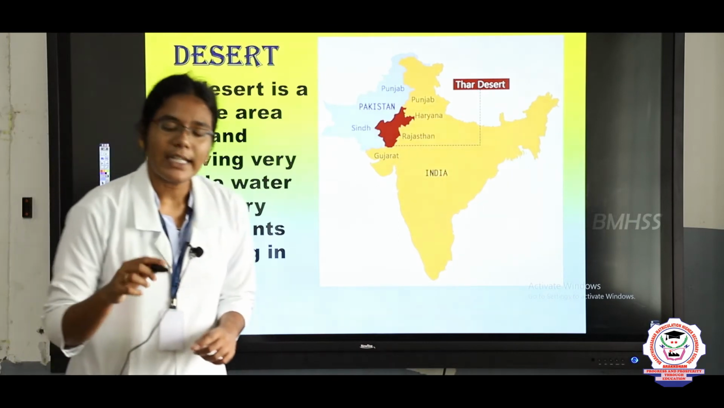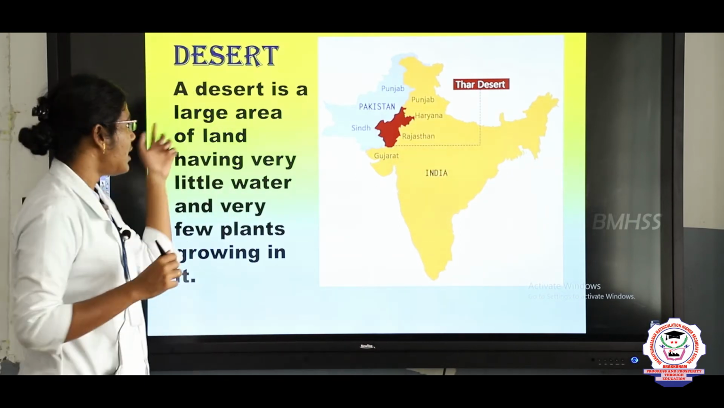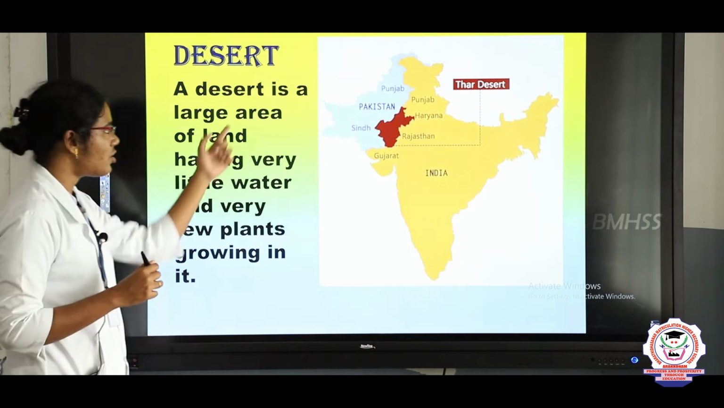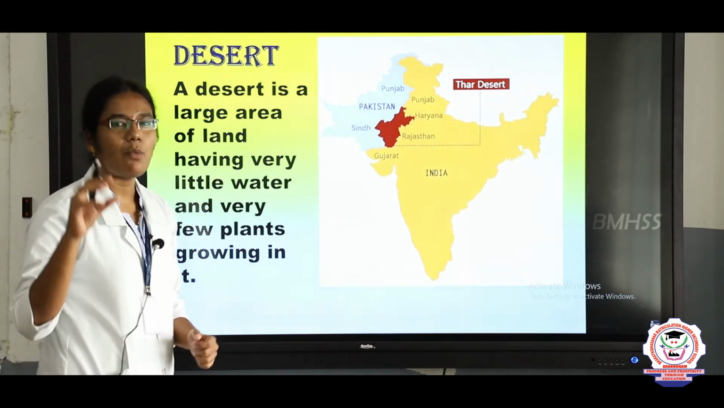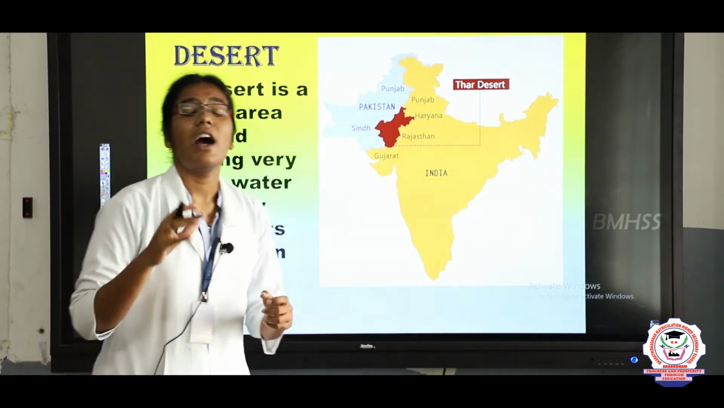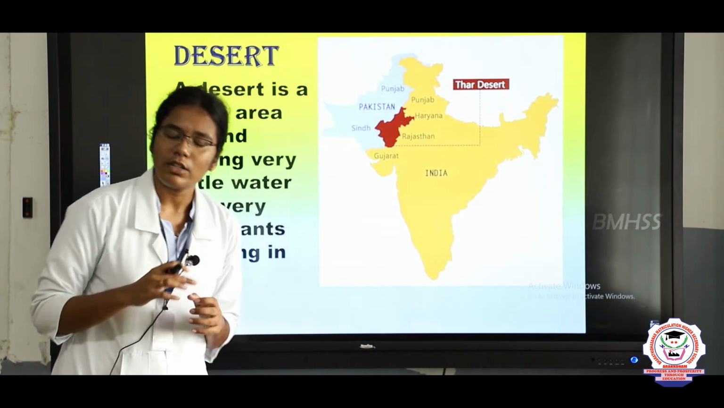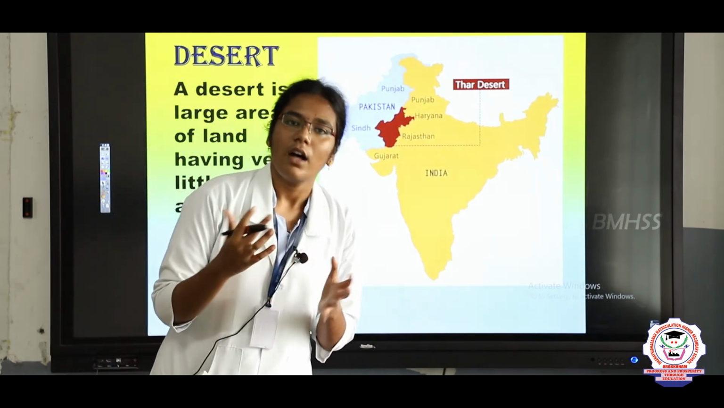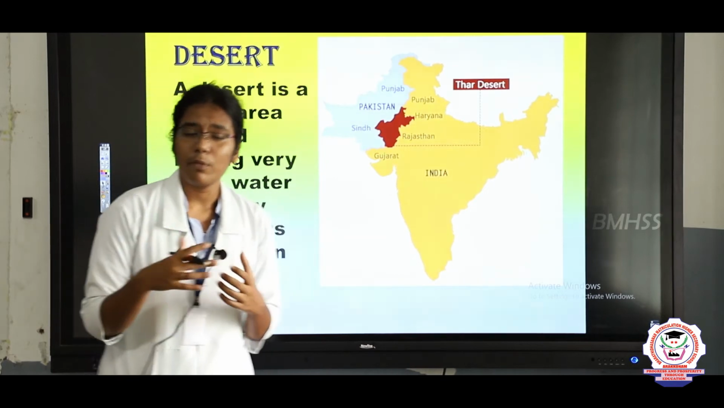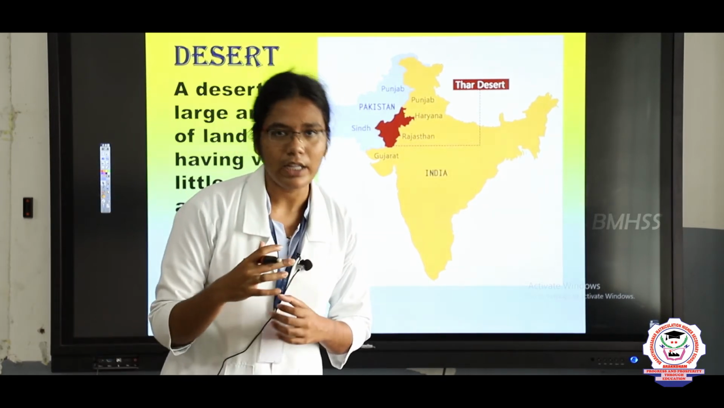The fourth one is desert. Yes, children, a desert is a large area of land having very little vegetation and very little rainfall. In a desert we have a very hot as well as dry climate.